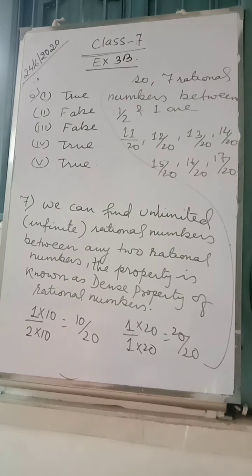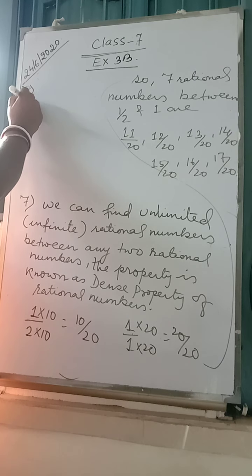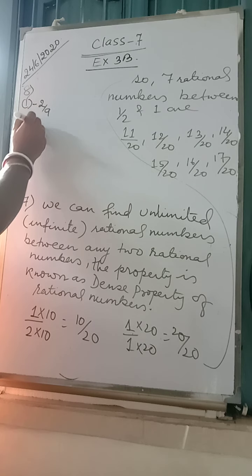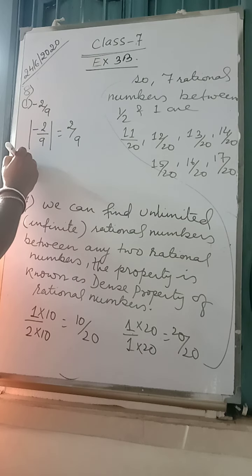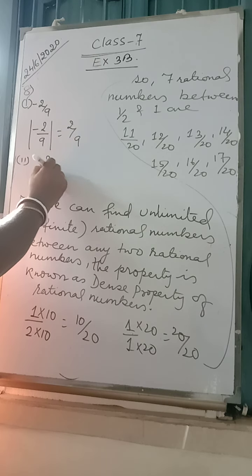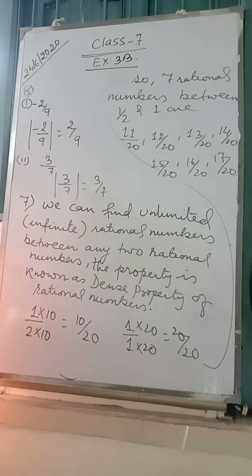Now the absolute value, you already know what the absolute value is. The absolute value is always a positive rational number. So the absolute value of minus 2 by 9 would be 2 by 9. How to write it? Question number 8. Number 1 is minus 2 by 9. You will write within the bar minus 2 by 9 is equal to 2 by 9. Bas, finish, you don't have to write anything more. 3 by 7, you write within the bar 3 by 7, the value is 3 by 7. So you will finish up to question number 8.